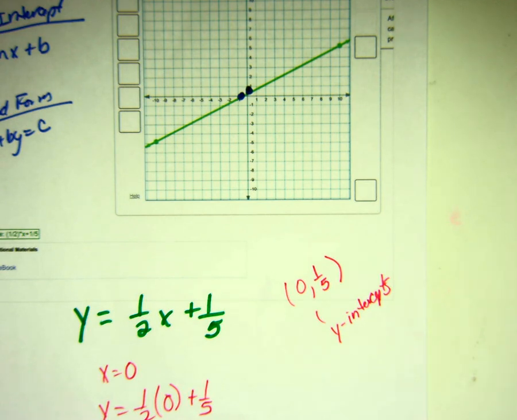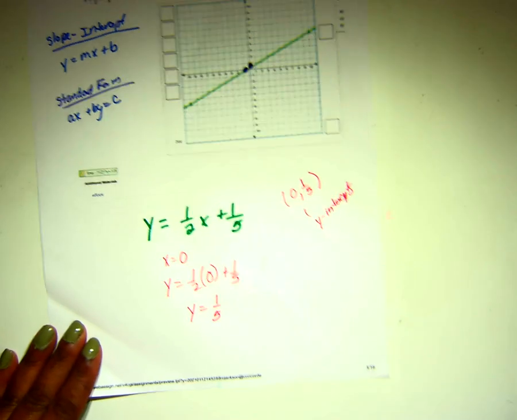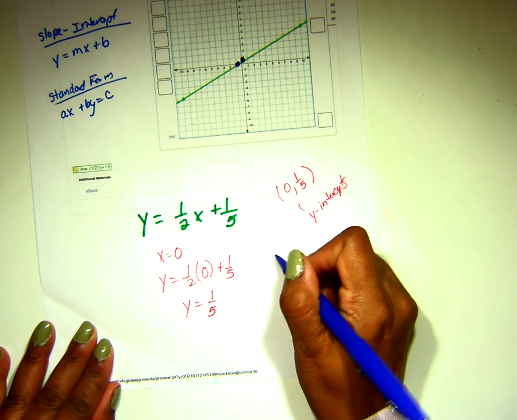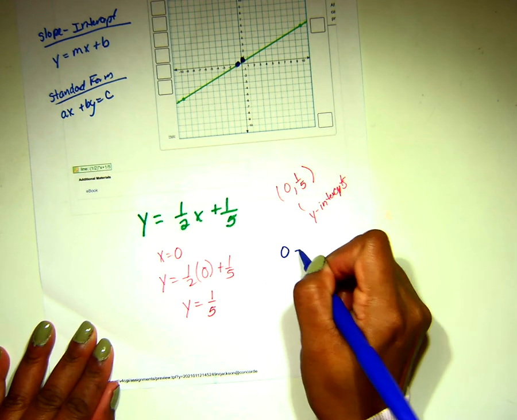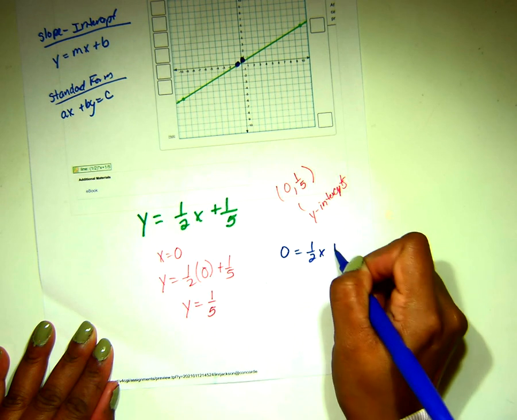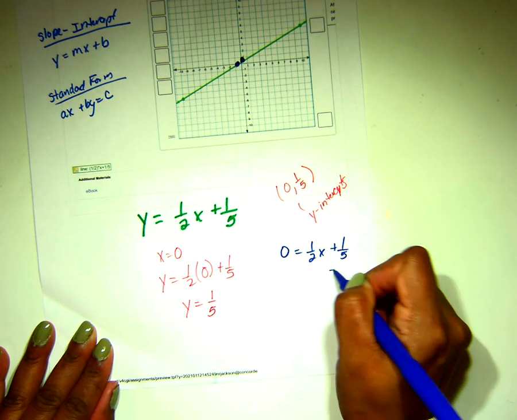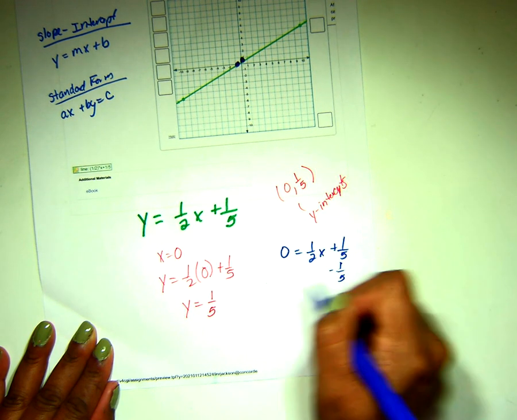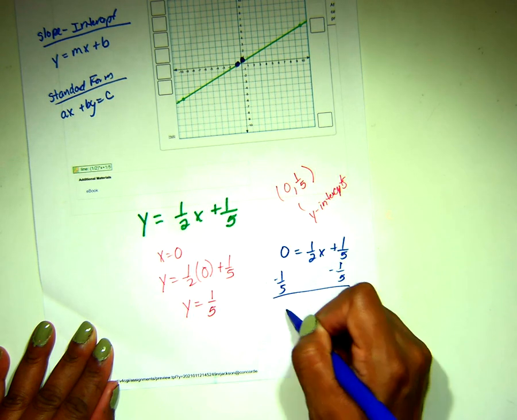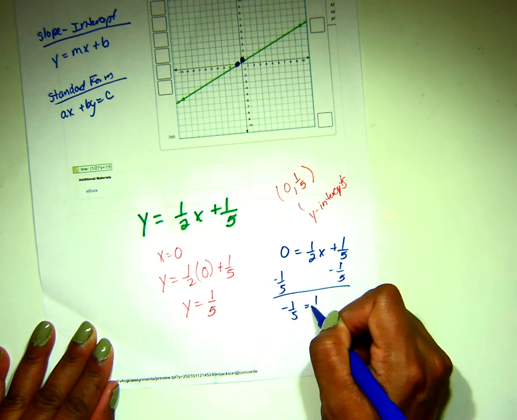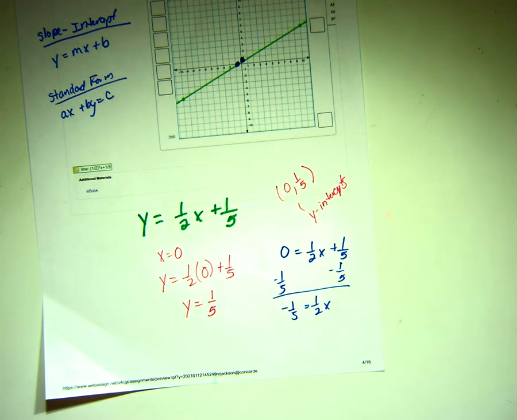So to find the x-intercept, we're going to let y equal 0. So 0 is y, 1/2 x plus 1/5. So subtract 1/5 from both sides. So now I have negative 1/5 equals 1/2 x.